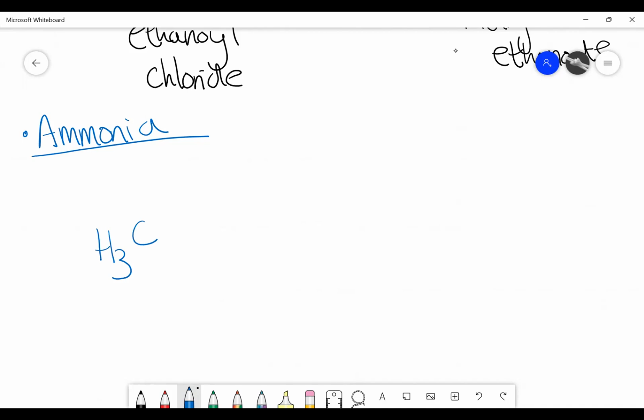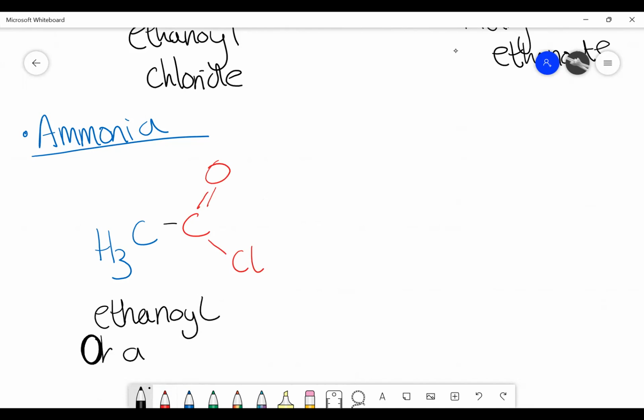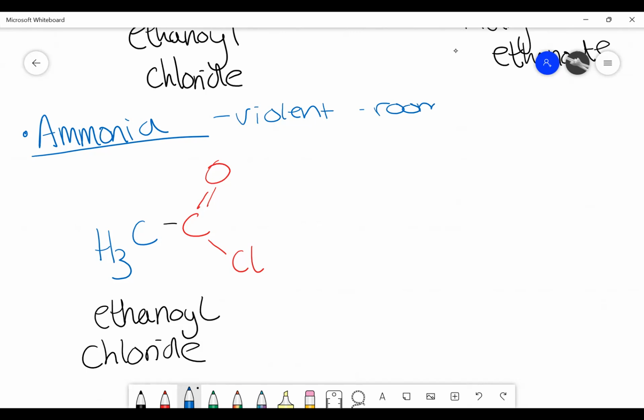When ethanoyl chloride reacts with ammonia, what is produced is a violent reaction, so more reactive than water and alcohols, because this time it's now a violent reaction, and we have an amide being produced, and we'll have a look at what that looks like now. Our ethanoyl chloride here, and this is now a violent reaction at room temp, and we're going to make an amide. So let's add ammonia on. So NH3.